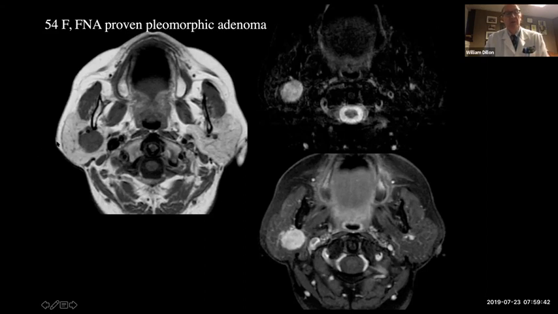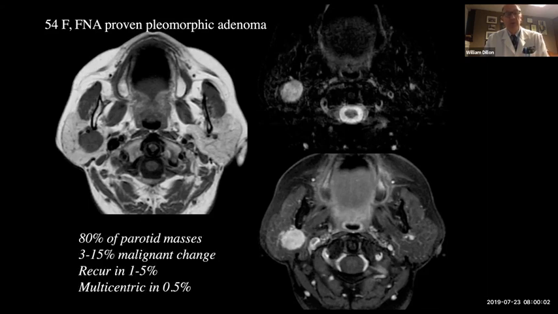Now, what we would do before we took this out is that we would probably do a CT-guided biopsy or an ultrasound-guided biopsy, and we don't have to worry about the facial nerve. It's not going to be damaged. We put a needle in that and have our cytologist in the room and do a fine needle aspiration for pleomorphic adenoma. Okay, so these are 80% of the parotid masses. They can occasionally turn malignant, in which case they're termed carcinoma ex pleomorphic adenoma. They can recur in a good 1 to 5% of patients and occasionally be multicentric, but normally not.